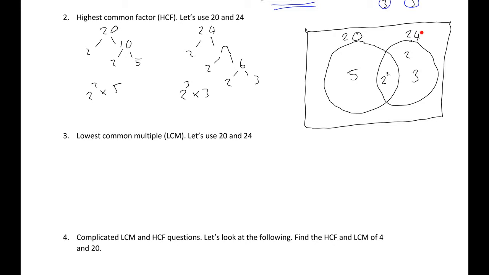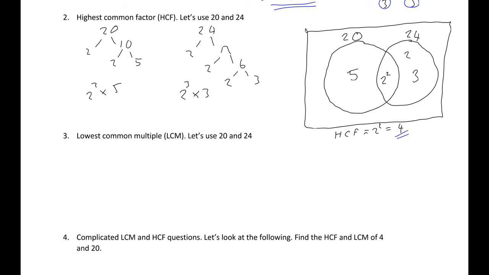If you get your head around setting these up, then your highest common factors and also your lowest common multiples are going to be a lot easier. Because your highest common factor is just whatever is in the middle. So in this case, our highest common factor is 2 squared. And it's normally fine to leave it like that. In this case, we can see that the answer is 4, because 2 squared is 4.